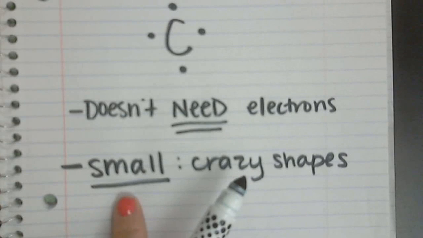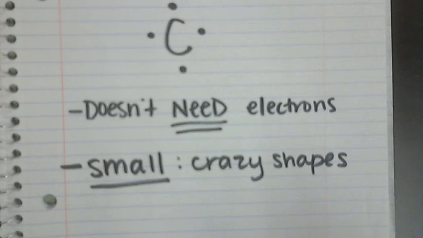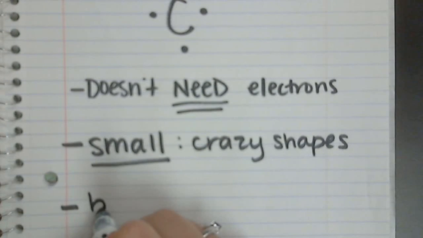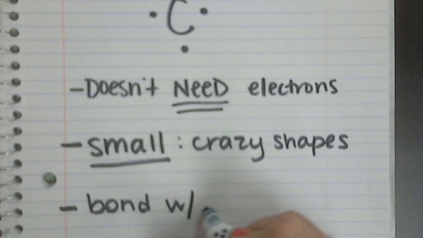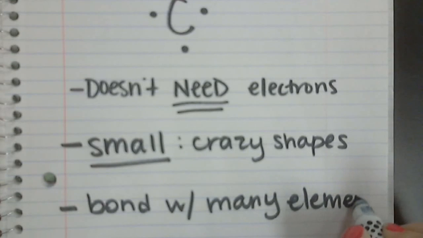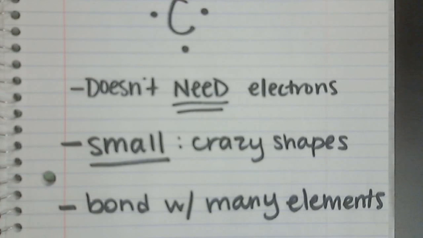So the small thing is actually a good thing in this point because it can make crazy shapes and it can bond in different areas. And because carbon is so laid back, it can bond with many different elements. And that's what makes it so versatile and why we can use it in our bodies so readily.